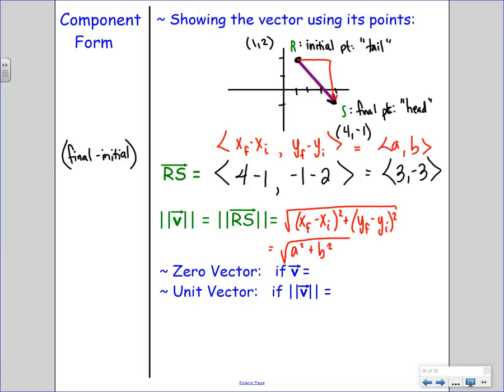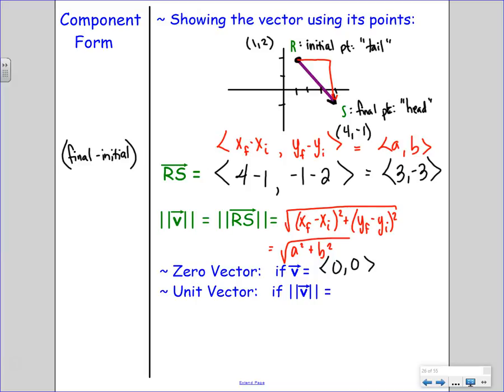A couple quick notations. For the zero vector, these letters are bold, but I put the arrows above because you're not writing in bold. It's to remind you to draw your arrows whenever you write a vector. A zero vector has a component form of 0, 0, because it doesn't go anywhere. It has no length. It starts at the point and ends at the point, so it doesn't have any magnitude.